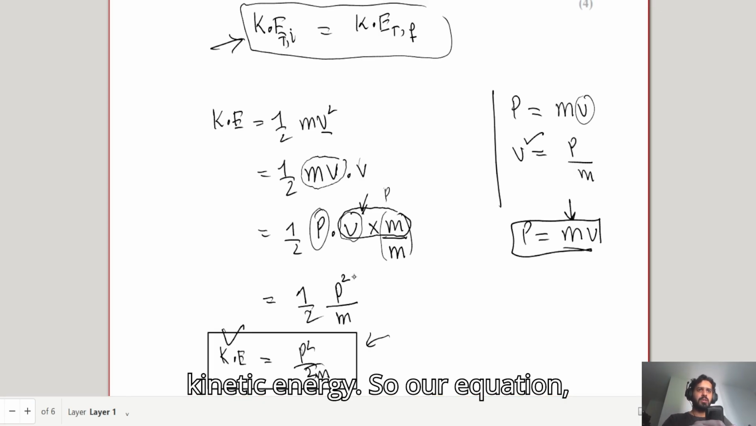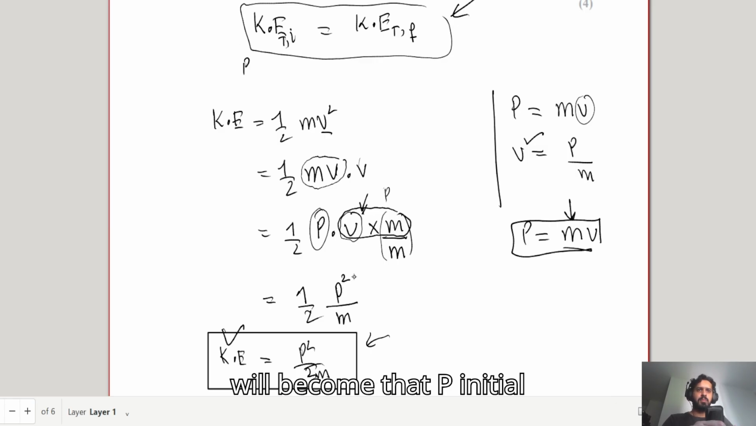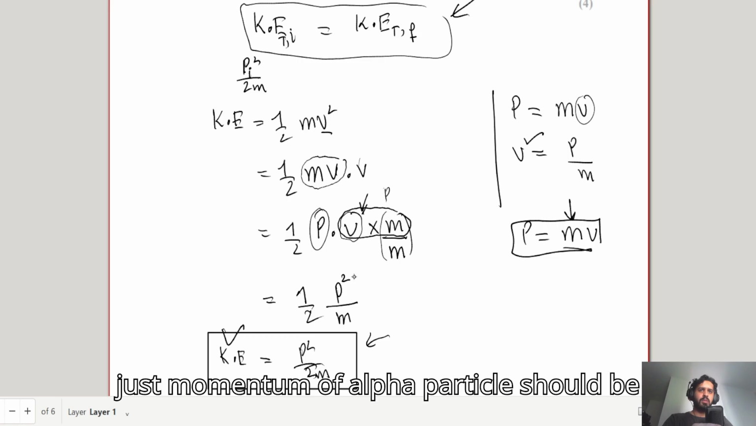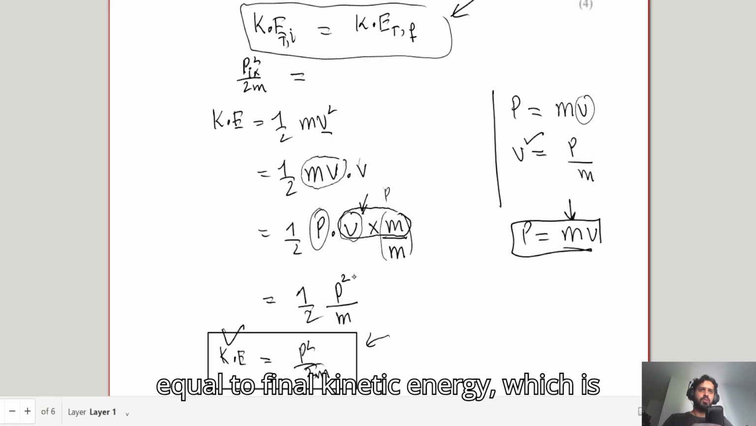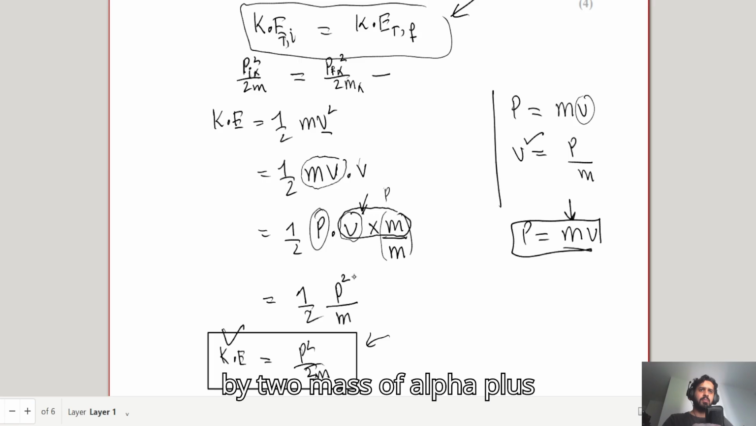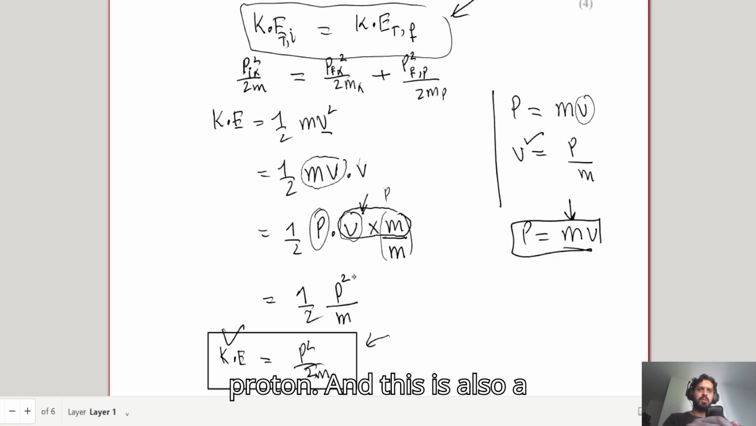So our equation, this one, conservation of kinetic energy, will become that P initial squared over 2m. The second particle was at rest, so this will be just the momentum of the alpha particle, should be equal to final kinetic energy, which is momentum final of alpha squared divided by 2 mass of alpha, plus the momentum squared of proton divided by 2 mass of the proton. And this is also a mass of alpha particle.